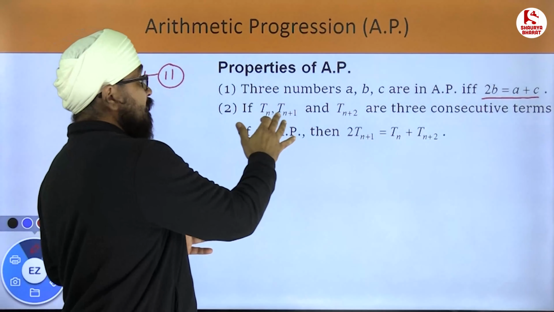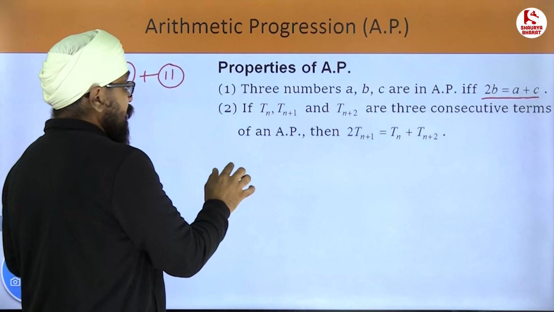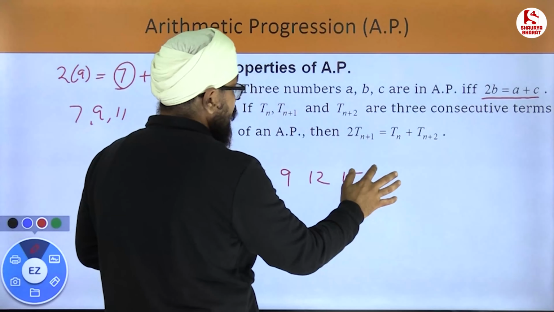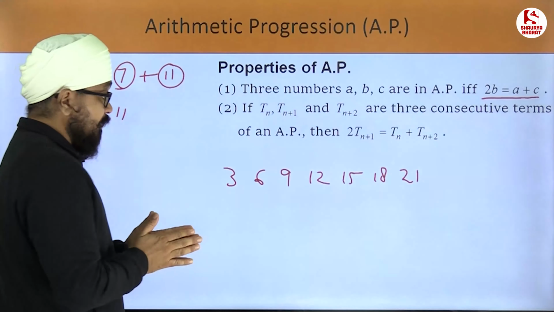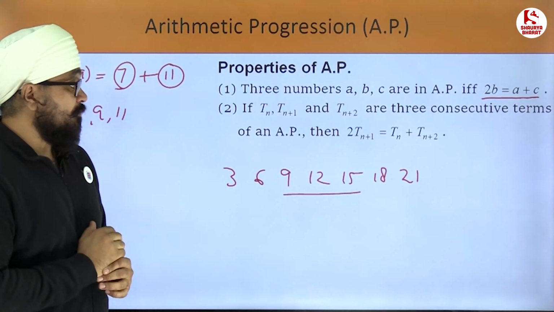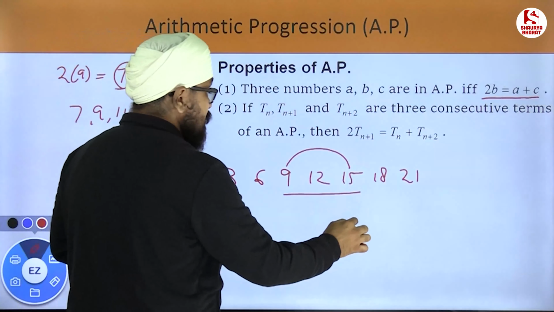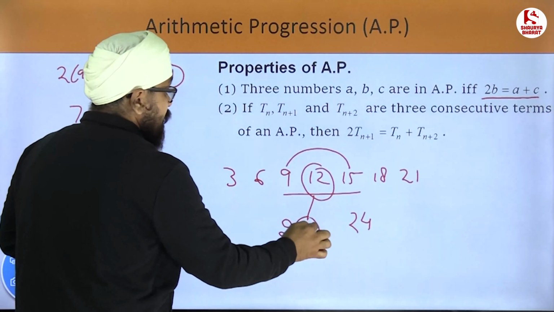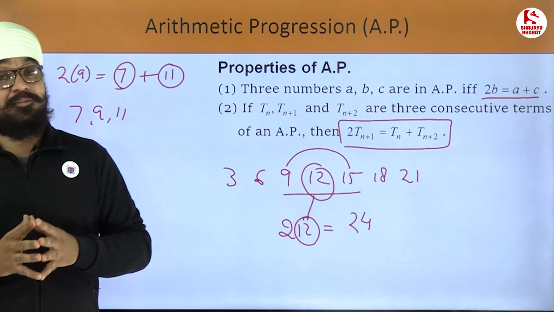In the same way, whenever three terms are there, if I go with a simple arithmetic progression, say for example, 3, 6, 9, 12, 15, 18, 21, like that. If you take any three consecutive terms, I am taking 9, 12 and 15. Then the first and the last term, if I take the sum of 9 and 15, how much is this? This is equal to 24. It is nothing but double of the middle one, so it is 2 times 12. So the important property is not only for three numbers, it can be for three consecutive terms of an arithmetic progression also.